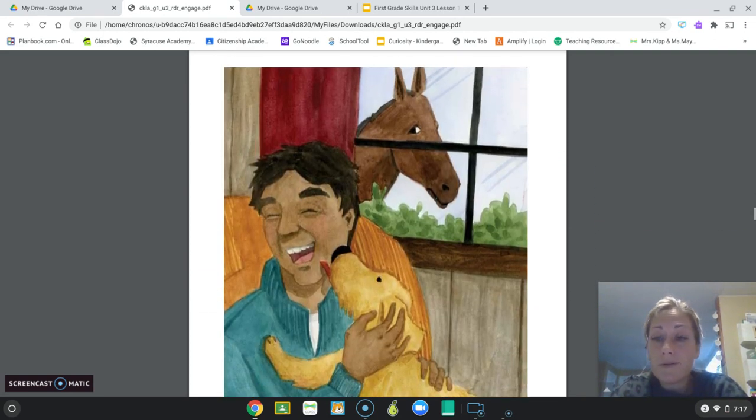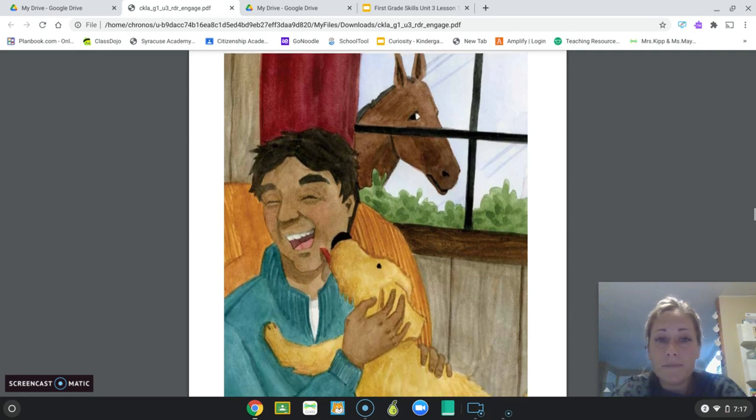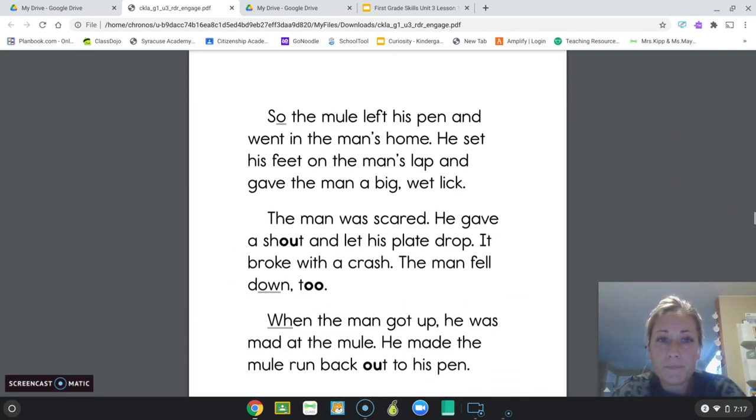Oh, see the mule outside? He's jealous that the dog's getting all the lovin'.